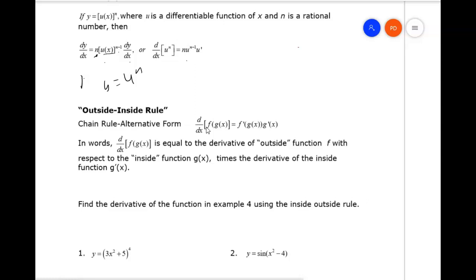So anytime I have something to a power as my function, the derivative is going to be n times whatever that inner function was to the n minus 1 times the derivative of the inner function. In the first step, you keep the inner function the same. That's going to be important for you to realize.